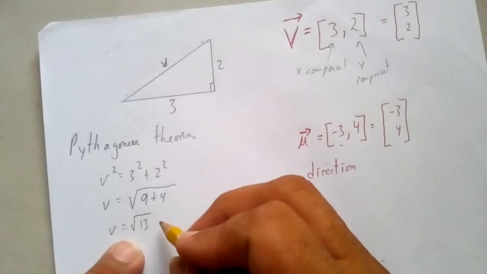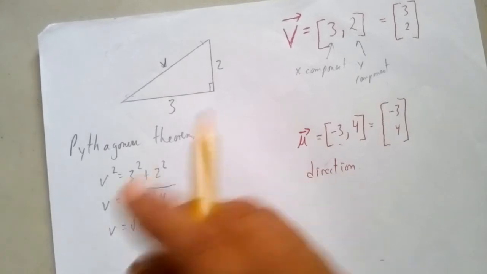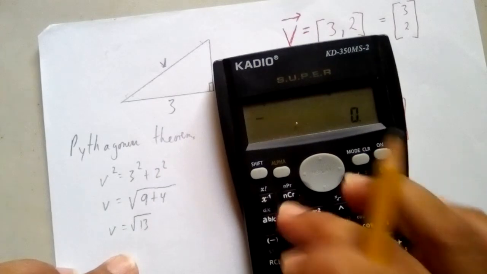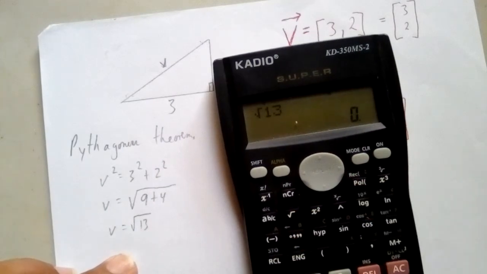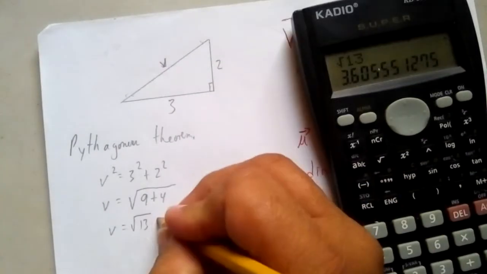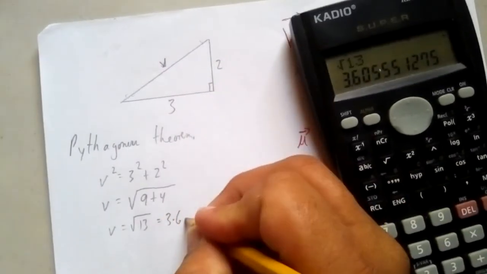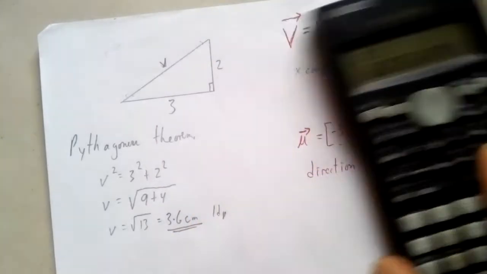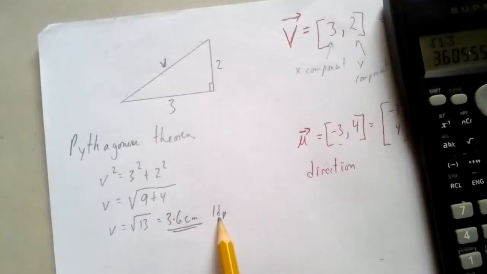We may leave it in that form, but if you have a calculator, then I am encouraging you to go to the calculator and find your vector, which is the square root of 13. That gives us 3.6. So you put here vector is equal to 3.6 centimeters to 1 dp. Ensure to state the number of decimal places that you are rounding off your vector to.